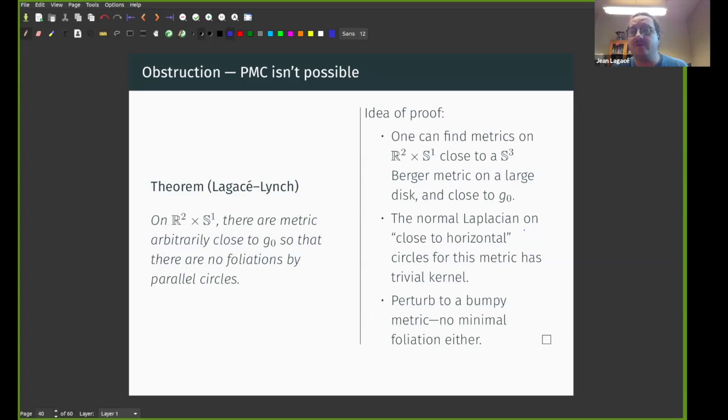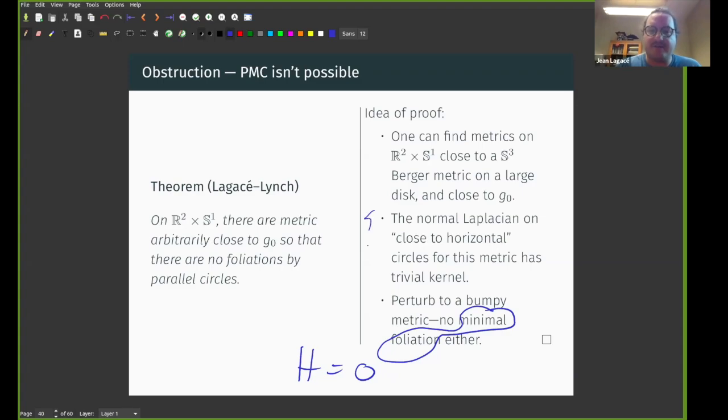And then once you have this, you perturb the metric that you get to a bumpy metric, and we've seen before that bumpy metrics are generic. And this will tell me I have no minimal foliation. A minimal foliation is a foliation by things that are in the kernel of the Laplacian, and that are not only in the kernel of the Laplacian, but where the mean curvature is 0. So minimal here means H is 0, which, of course, would be in the kernel of the Laplacian regardless of its triviality.